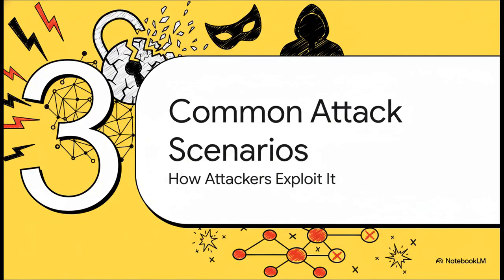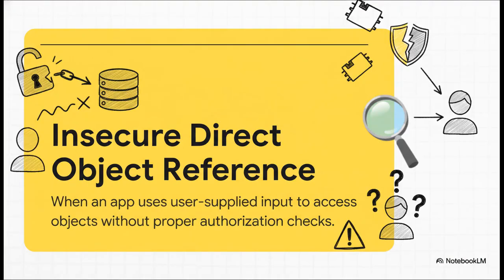All right, now for the fun part, at least from an attacker's perspective. Let's get into the nitty-gritty of how they turn these design flaws into major security breaches. Okay, first up, and probably the most common one you'll see, is called an insecure direct object reference. You'll hear people call it IDOR for short. This is basically when an app just trusts the user a little too much.